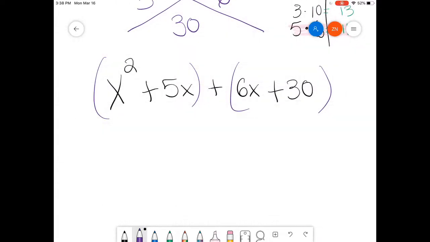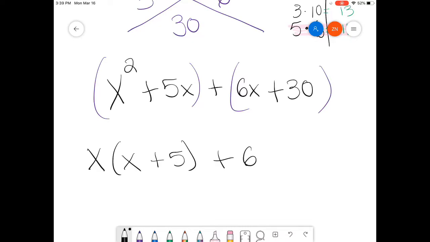factor. Okay, between x squared and 5x, all I can take out is an x. How do I get that? x plus 5. Plus, what can I take out of 6x and 30? This may take you a moment to think. Well, 6 actually goes into 30, so the greatest common factor would be 6. x, and how do I get that? Plus 5. Hey, look at that. My parentheses match, so I'm good to go.